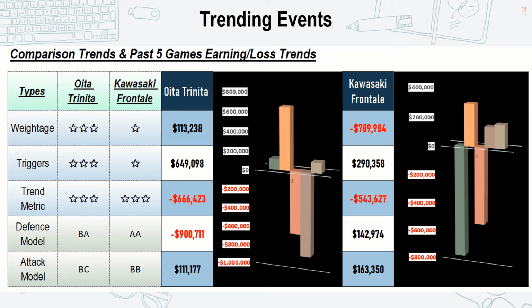Here are the three components that can be briefly explained under comparison trends. Weightage denotes the amount of money supported by external forces or syndication. Triggers are the amount of reactive data that caused the game to turn out a certain way in some scenarios. For trend metric, it explains that some teams will not compete to gain an edge, because of some monetary gains.